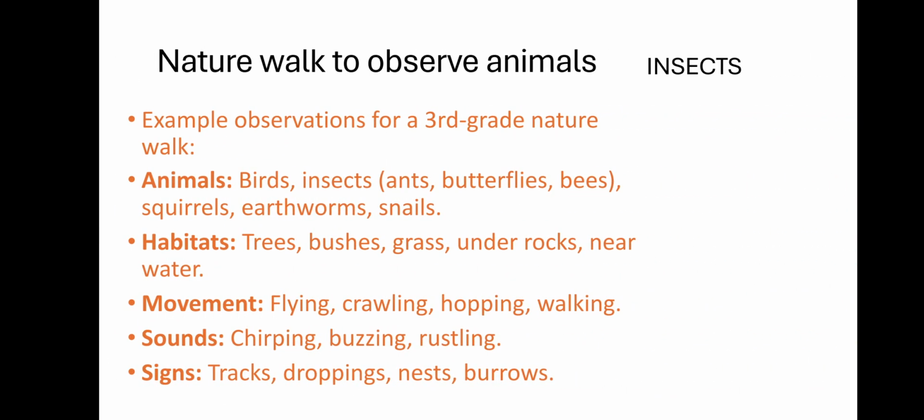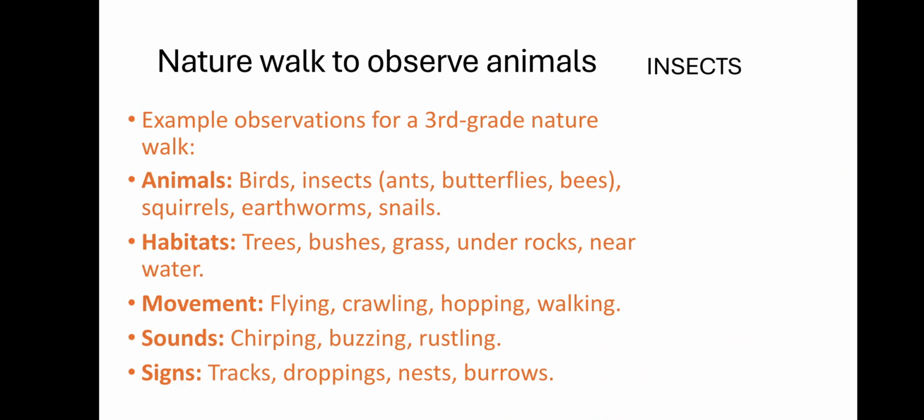Nature walk to observe animals. Example: observations for a 3rd grade nature walk. Animals: birds, insects, ants, butterflies, bees, squirrels, earthworms, snails. Habitat: trees, bushes, grass, under rocks, near water. Movement: flying, crawling, hopping and walking. Sounds: chirping, buzzing, rustling. Signs: tracks, droppings, nests, burrows.